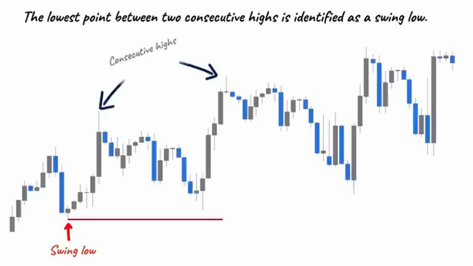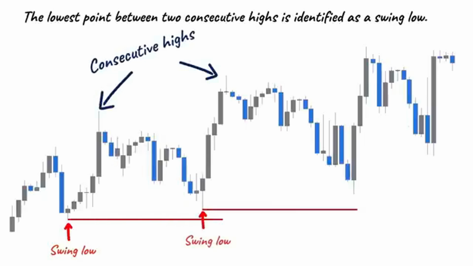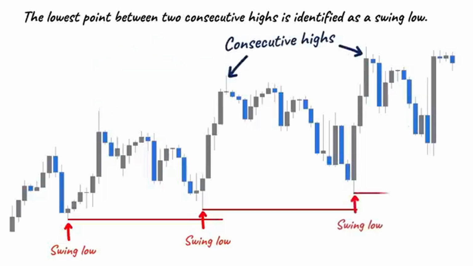Here we have another break of the structure by this move. So the lowest point of two consecutive highs is identified as the swing low. Once again, we have another two consecutive highs and a swing low. So with all being said, the market sentiment is still bullish. Once again, the same concept applies to the bearish scenario.